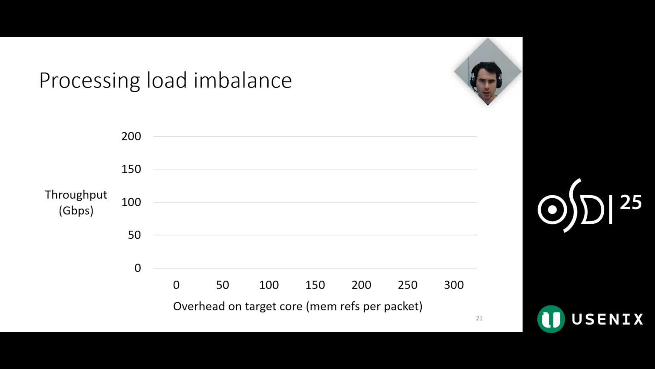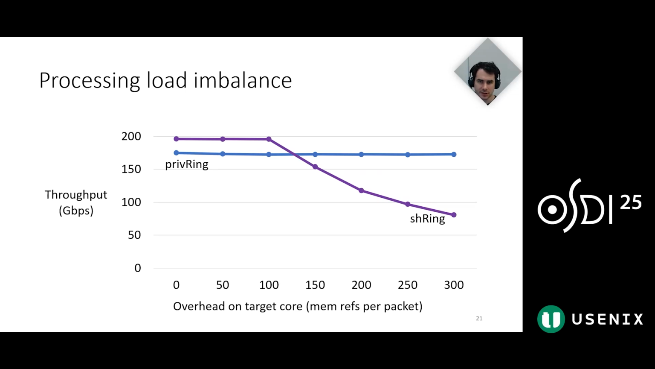We plot the throughput of our application as a function of the number of memory accesses on the target core. With private links, the application cannot achieve line rate because its working set is too big, and it performs similarly regardless of the load on the target core. This is expected because 99% of all traffic is being processed by cores other than the target core.